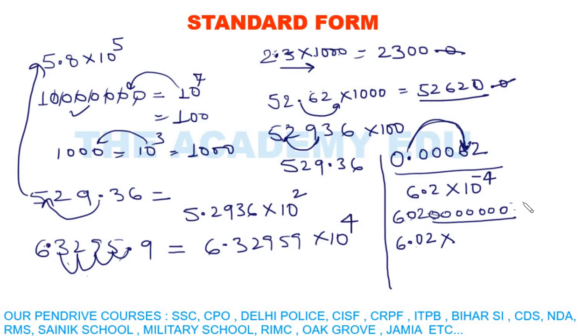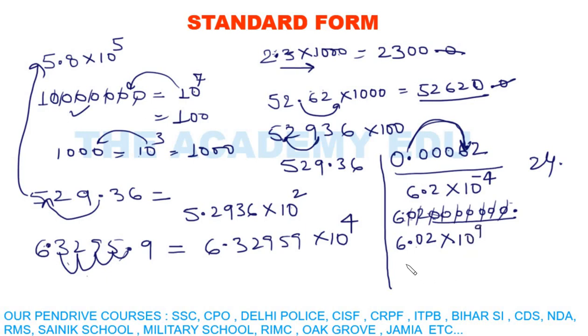Now, in an integer number, where is the point? If there is no point, it is always at the end. Suppose 24, there is no point, where is it? Here. Okay. So I will bring it 1, 2, 3, 4, 5, 6, 7, 8, 9, 9 digits left. So I will write 10 raised to the power 9.